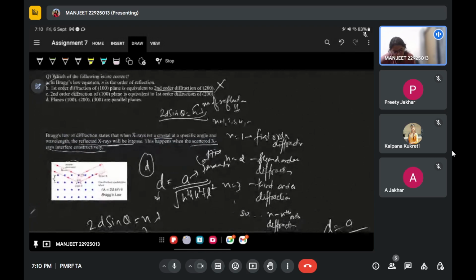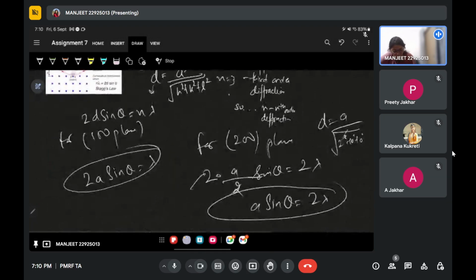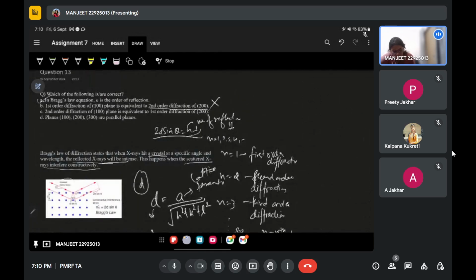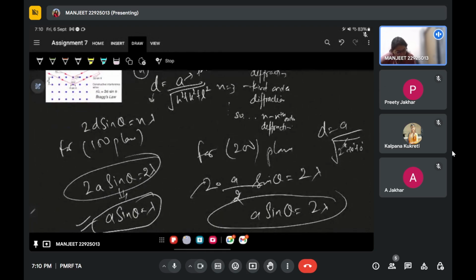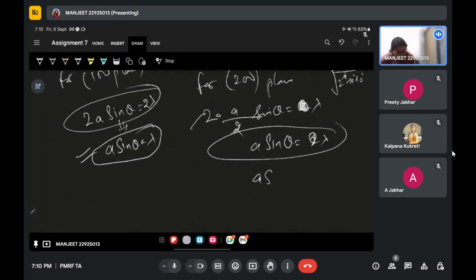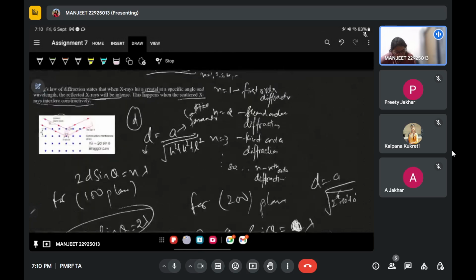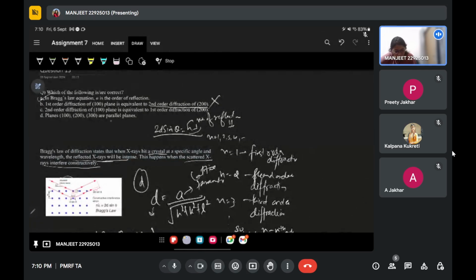Coming to C, the second order of 1 0 0. If this is of the second order, this will cancel out and this will give you a sin theta equals lambda. This is equivalent to the first order of 2 0 0, and it is of the first order, so n will be 1, this will cancel out, and this gives the same a sin theta equals lambda. So both are equal, so the second order diffraction of the 1 0 0 plane is equivalent to the first order diffraction of 2 0 0. So your C is the right answer.